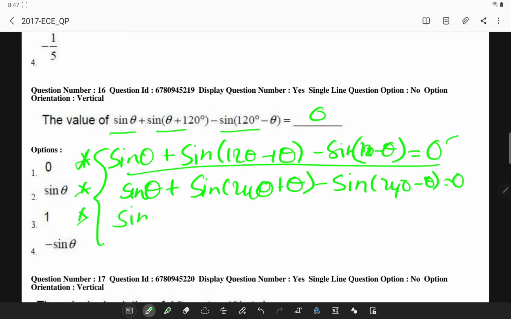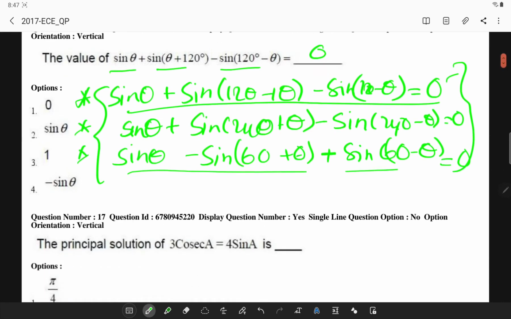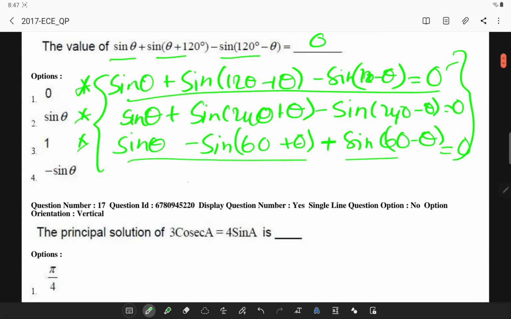Also, sin theta minus sin of 60 plus theta plus sin 60 minus theta, this is also 0. So whenever you get any of these forms, you can simply directly substitute, the answer is 0.